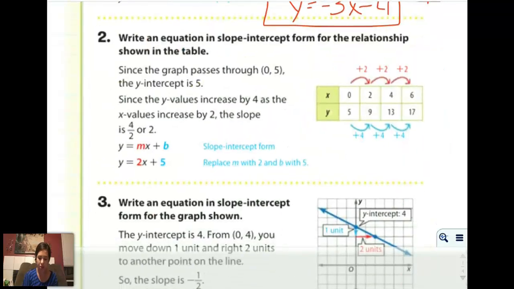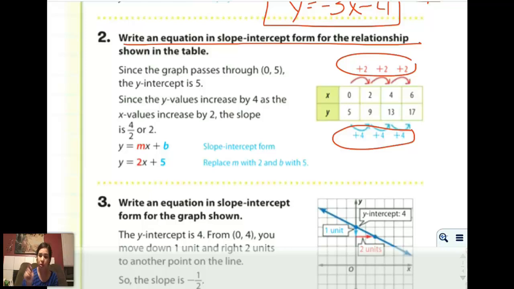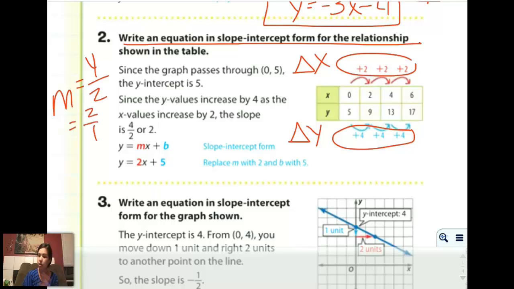We've already learned that to find the slope from a table, we find the changes in my y and divide it by my changes in my x. So what they want us to do is use this table and write an equation in slope-intercept form. So they did the changes in y was +4, +4, +4. Changes in x was +2, +2, +2. So if I'm doing my slope, I'm going to do my change in y, which is 4, over my change in x, which is 2. So 4 over 2 can be simplified to 2 over 1. So far, nothing new. We have the slope just like we've been seeing.